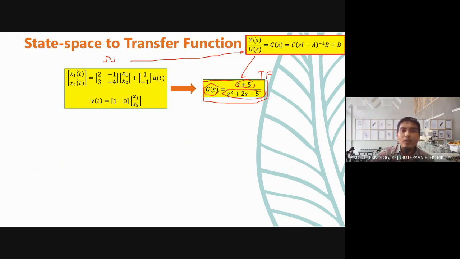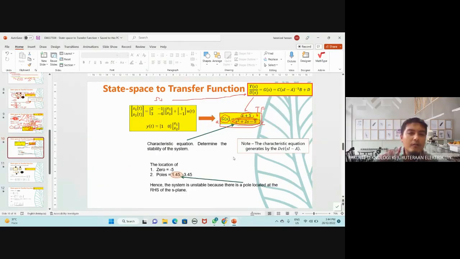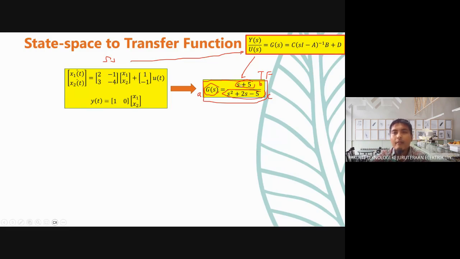So which part will tell you the system is stable or unstable? I name them A, B, and C. So which part will tell you the stability of the system? Any answer? A, B, or C? How do you know the system is stable or unstable by looking at the transfer function? B and C, for the stability only.